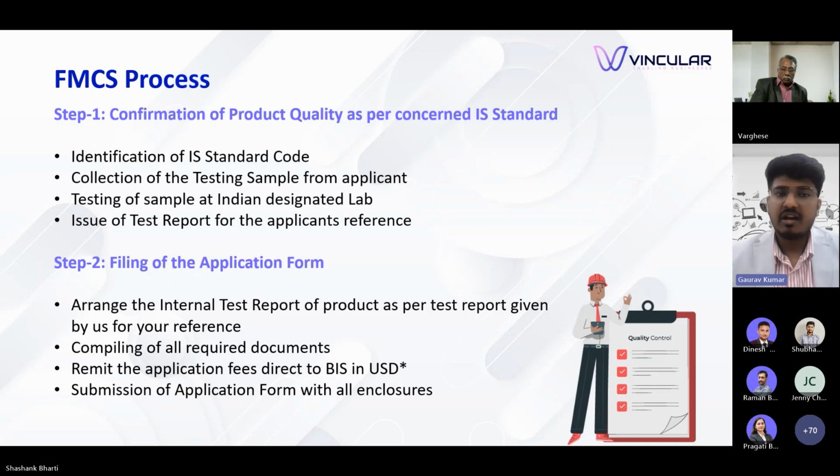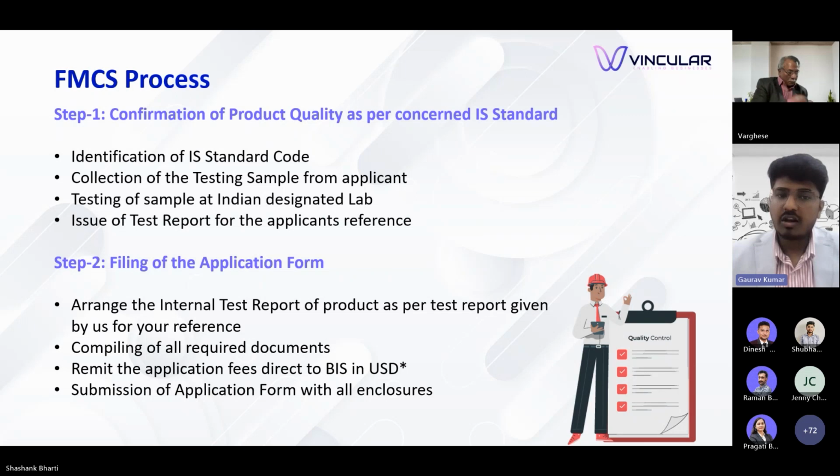Then testing of the sample at the Indian designated laboratory and issuance of the test report purely for the applicant's reference, purely for the applicant's own records. Let's say if anything goes wrong with their product, they can take corrective steps by using the test report as a reference. So in step number 1, in general, we will conclude the suitable Indian standard. Then we'll go for an internal test report from the in-house test laboratory, which will be submitted to the bureau along with the application file.